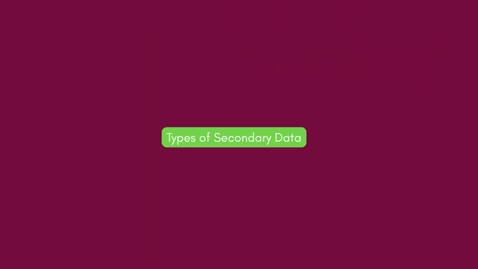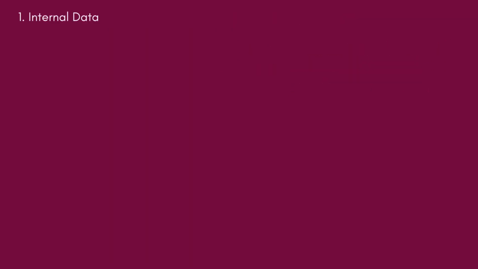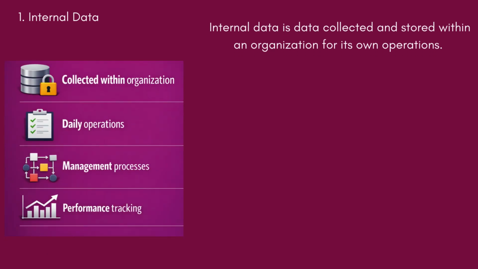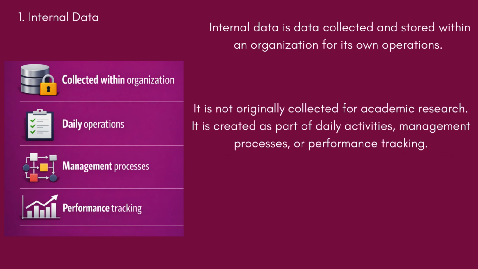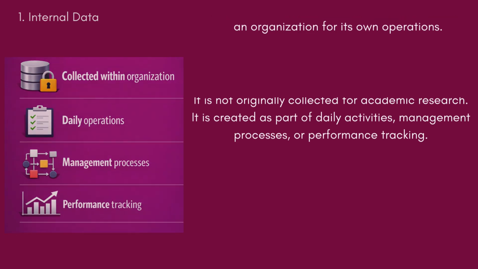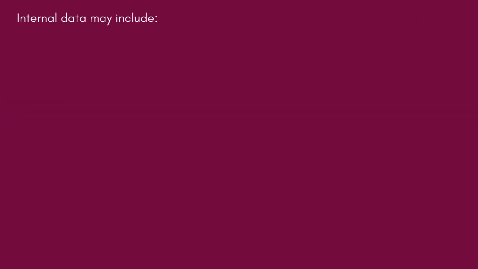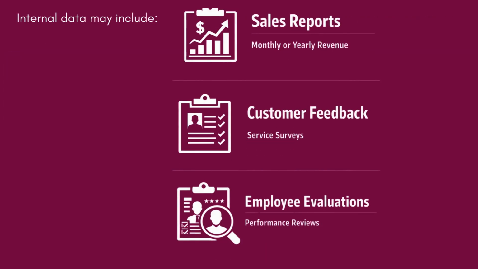Types of secondary data. 1. Internal data. Internal data is data collected and stored within an organization for its own operations. It is not originally collected for academic research. It is created as part of daily activities, management processes, or performance tracking. Internal data may include sales reports showing monthly or yearly revenue, customer feedback forms collected after service, employee performance evaluations.